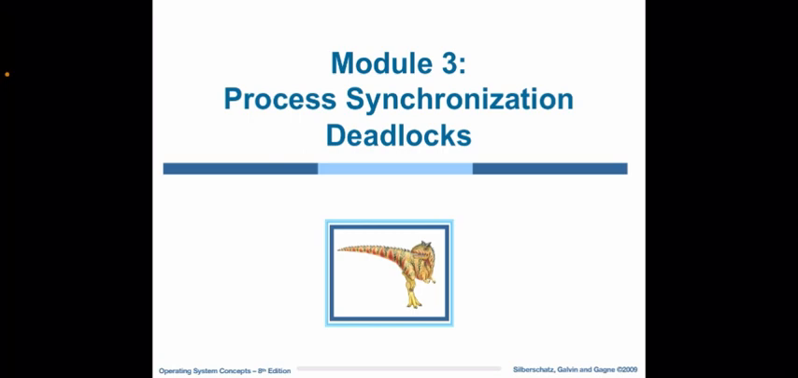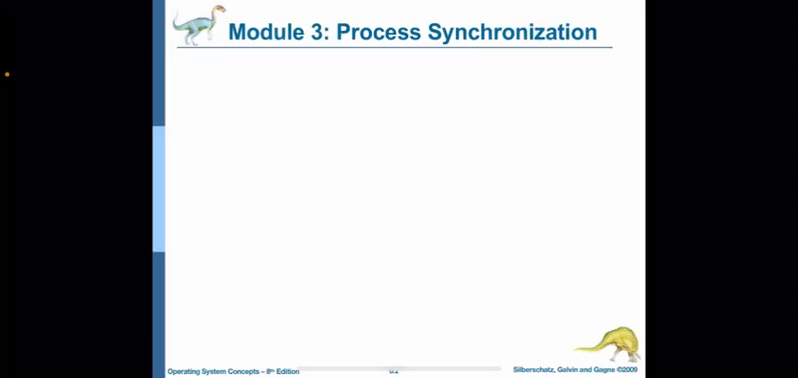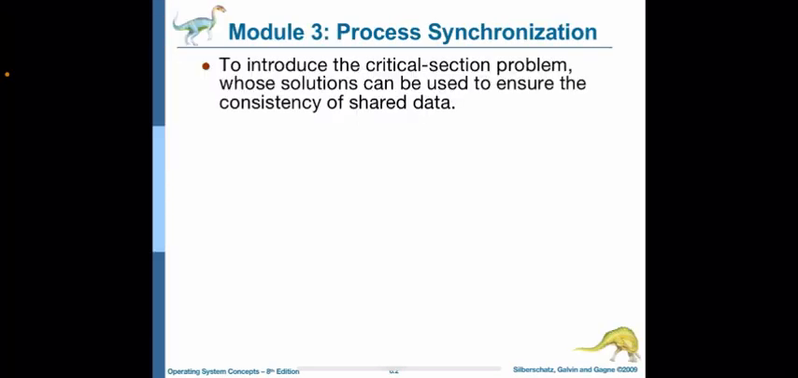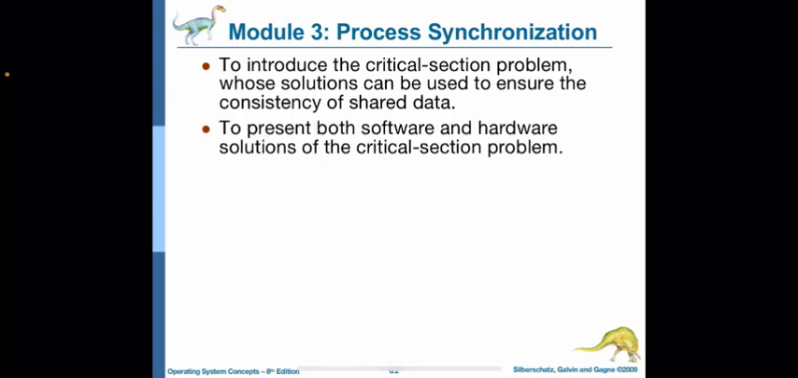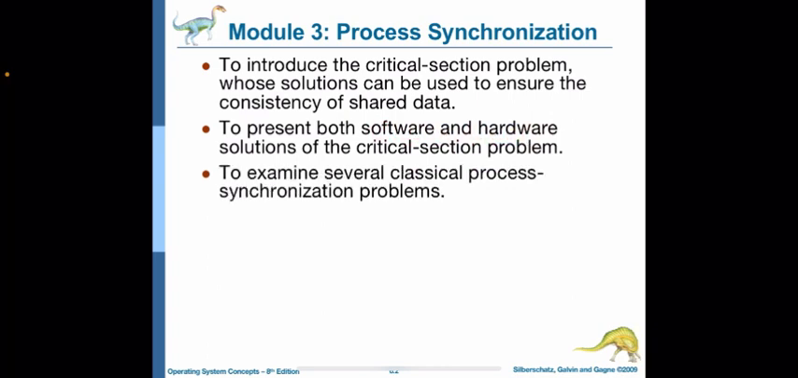So keeping that in mind, let us move on to module 3 and the details of this problem and its solution. So coming to process synchronization, these are the contents to be covered. To introduce the critical section problem, we will see what the critical section problem is and the different solutions to solve it. All those will be covered. There are both software-based solutions and hardware-based solutions. We will see both types of solutions and then we will examine different classical synchronization problems.